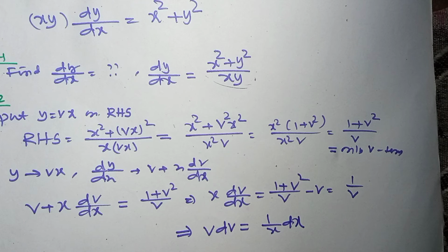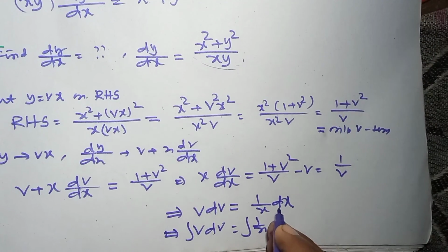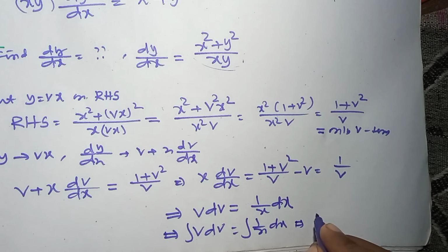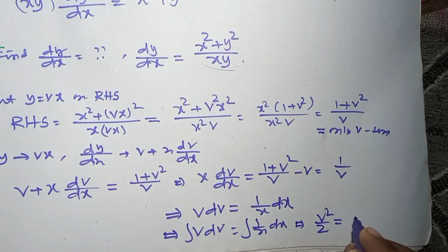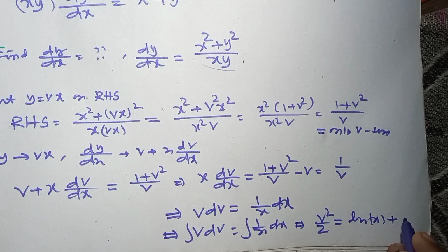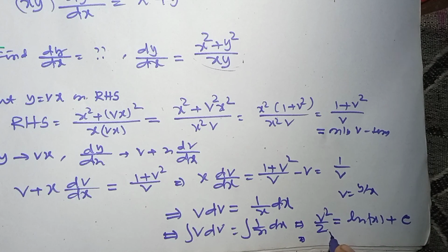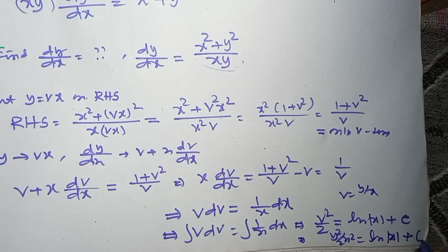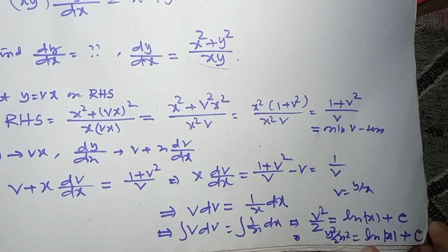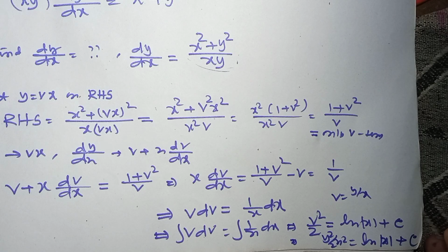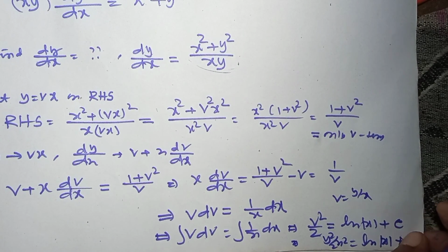Now I have to integrate both sides. So it will be the integration of v dv is equal to the integration of 1 upon x dx. From this I will get v square by 2 is equal to ln mod x plus c. Now I have to replace v again by y by x, so it will be y square by 2x square is equal to ln mod x plus c. So this was the method to solve a homogeneous differential equation.